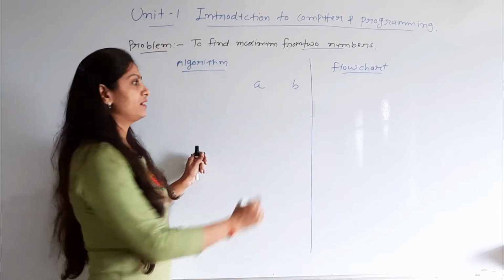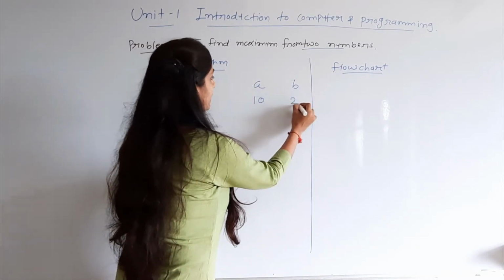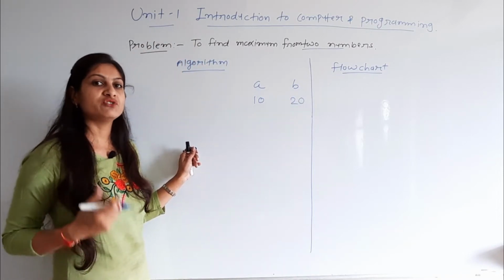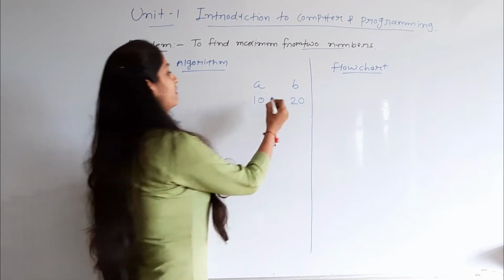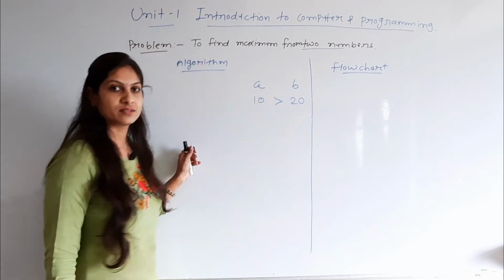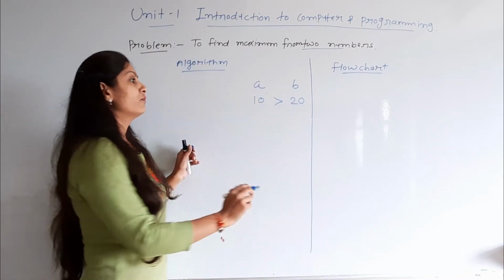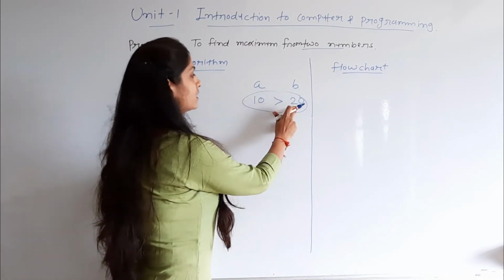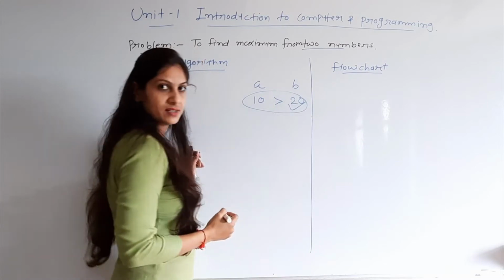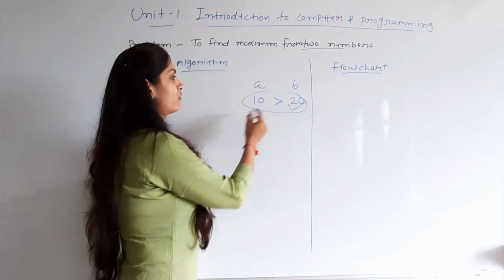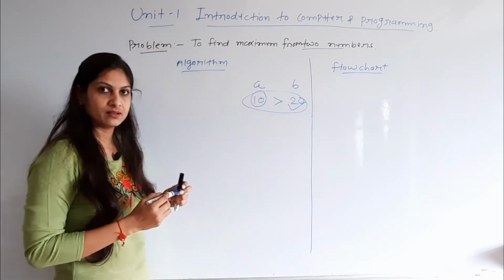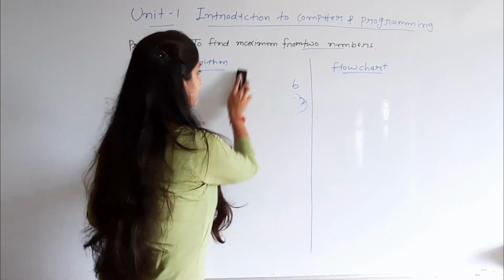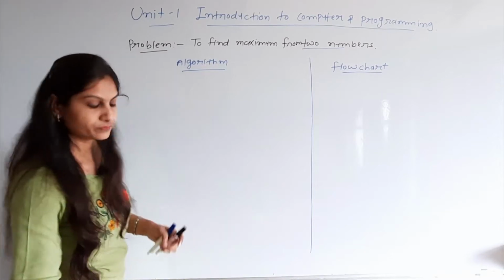Now suppose you enter A equals 10 and B equals 20. Then we have to check which one is greater, which one is maximum. For that we have to apply the condition like this: is 10 greater than 20? Now it has two options. If 10 greater than 20 is true, then our answer is 10, and if the condition is false, then our answer is 20. So for that we are now writing the algorithm for this concept.